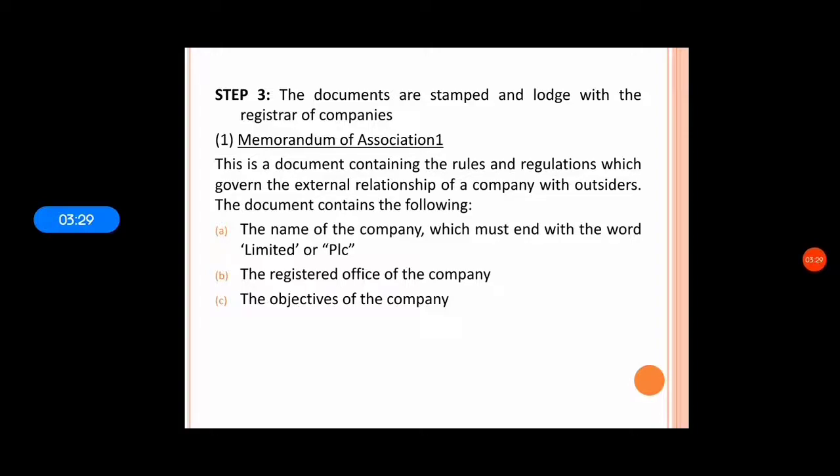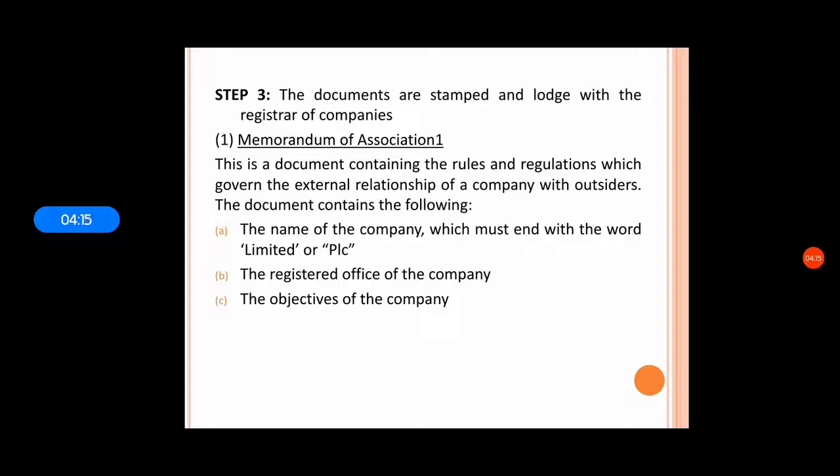We all believe that a company cannot stand on its own. The company will stand in a society, in a state, in a country. So this company must have a relationship with the society where it is. So the Memorandum of Association is a document containing the rules and regulations which govern the external relationship of a company with outsiders, their relationship in the society, their relationship with people that are not involved in the establishment of the company.